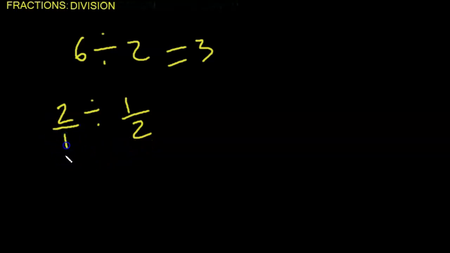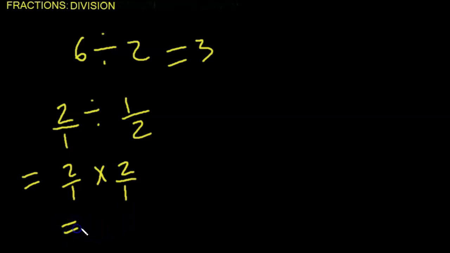But in terms of a method that we use to find the value, the 2, of course, can be written as 2 over 1. I will change the division sign to a multiplication sign. And it's always the one on the right, by the way. Always the fraction on the right. We invert, turn upside down, reciprocate, whatever term you want to use. 1 over 2 becomes 2 over 1.